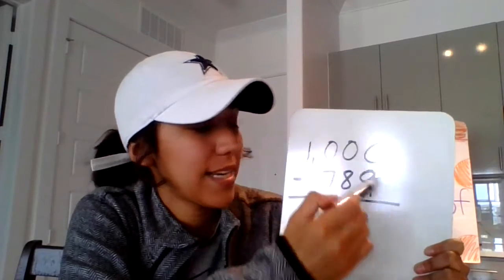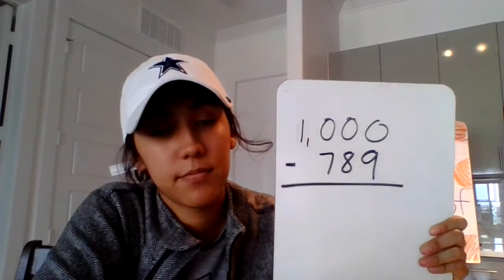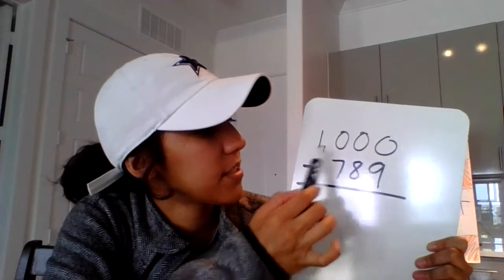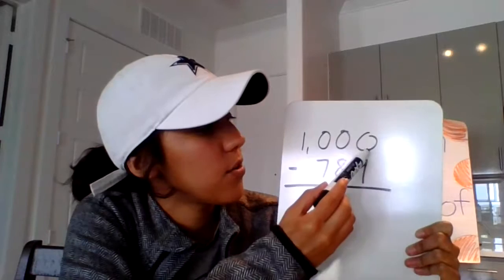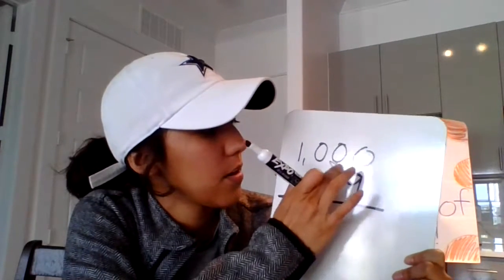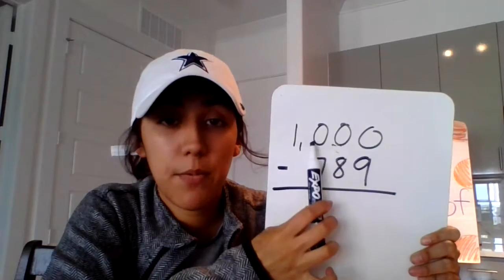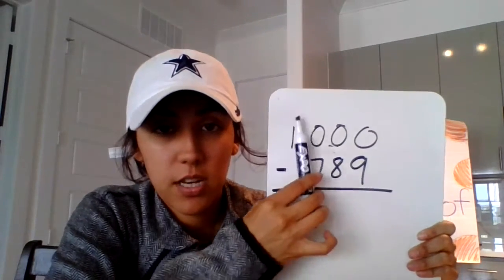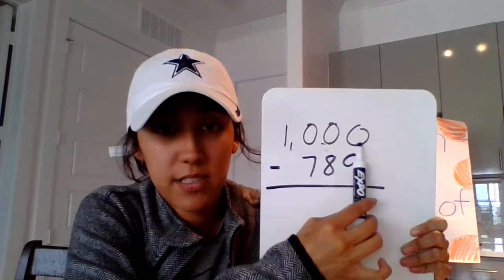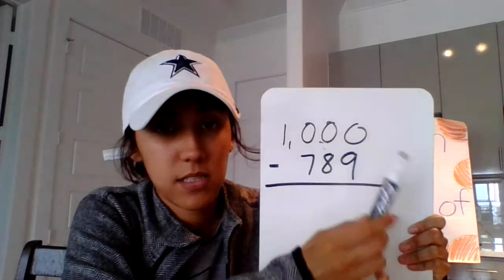So 0 minus 9. Can I give Miss Yelverton 9 pieces of candy if I have 0? No. So I have to go to the next place value and borrow. They don't have anything for me either. So I got to go to my next door neighbor. They don't have anything either, but this one does. So we're gonna keep borrowing until this 0 gets some candy.